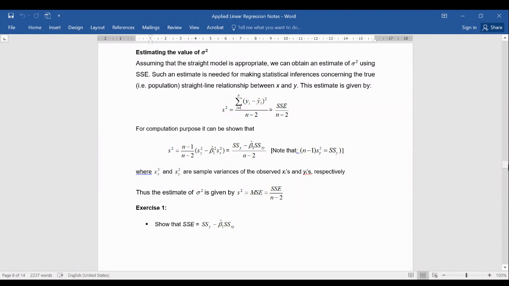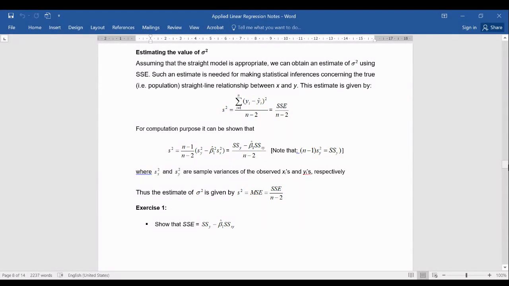And we have to estimate that sigma, because sigma is a population value, and we are dealing with a sample. So we have to estimate the population parameter with a sample value.